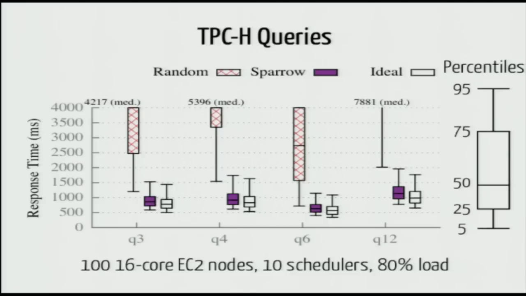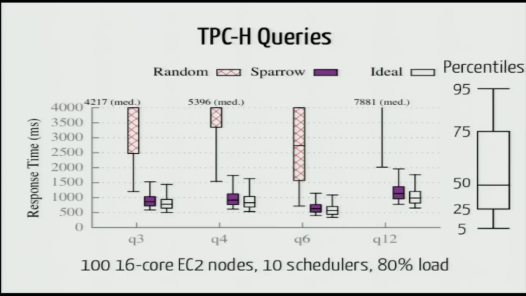The red box is what would happen if we just randomly assigned tasks to worker machines. And as you might guess, random assignment does quite poorly. Sparrow does many times better than just randomly assigning tasks to worker machines. But what's really cool here is the comparison between Sparrow and the ideal box.